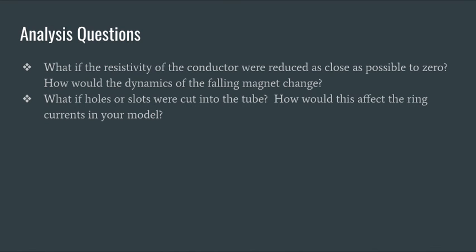Second, if holes were cut in the tube, the current would be obstructed. This decreases the opposing magnetic field and thus increases the velocity.